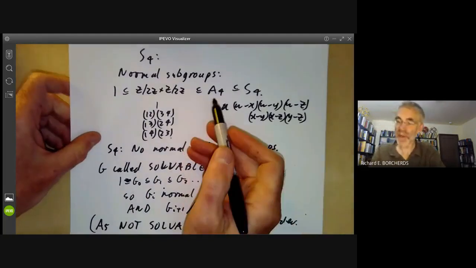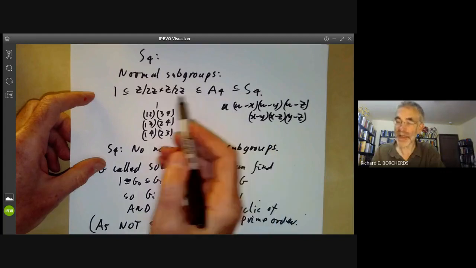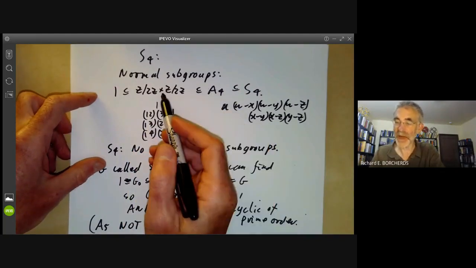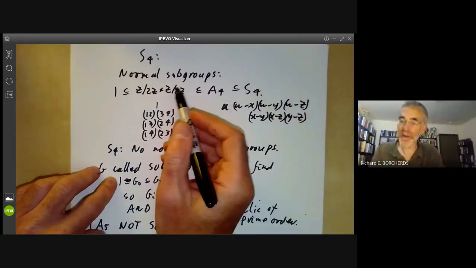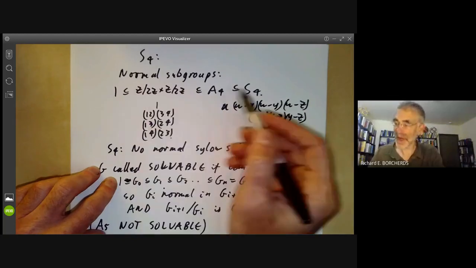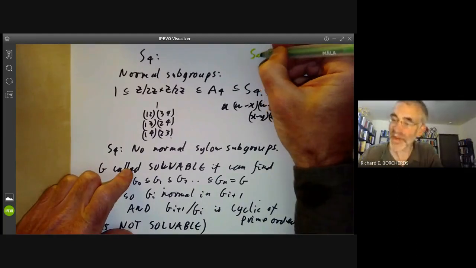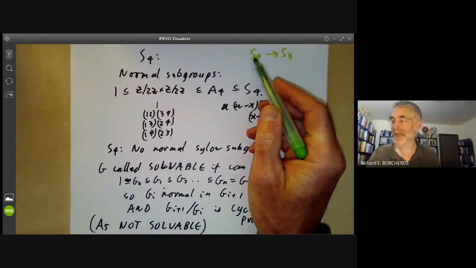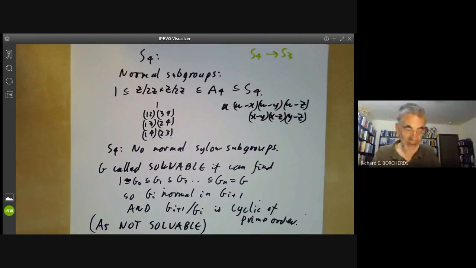As I said, A4 is a little bit odd in that it has this normal subgroup. Most other alternating groups don't have this normal subgroup. The quotient of S4 by this normal subgroup gives a map from S4 to S3. So we actually have a homomorphism from S4 to S3, which is unusual. Usually a symmetric group Sn has no homomorphism to Sn−1. You can see this as follows.